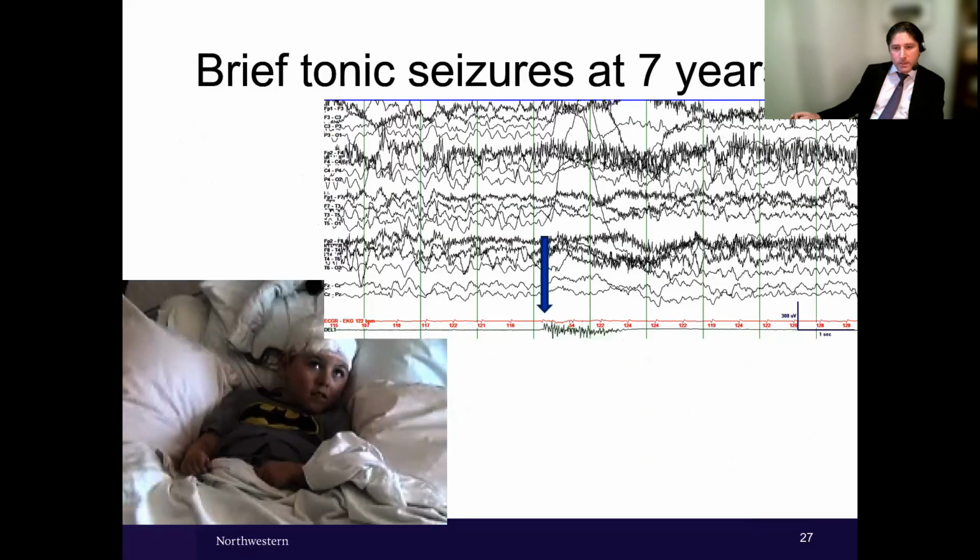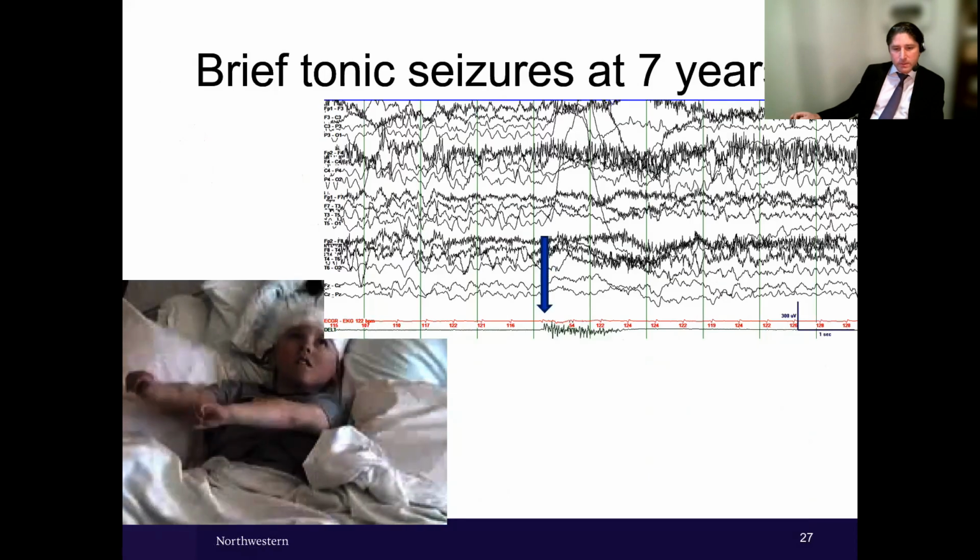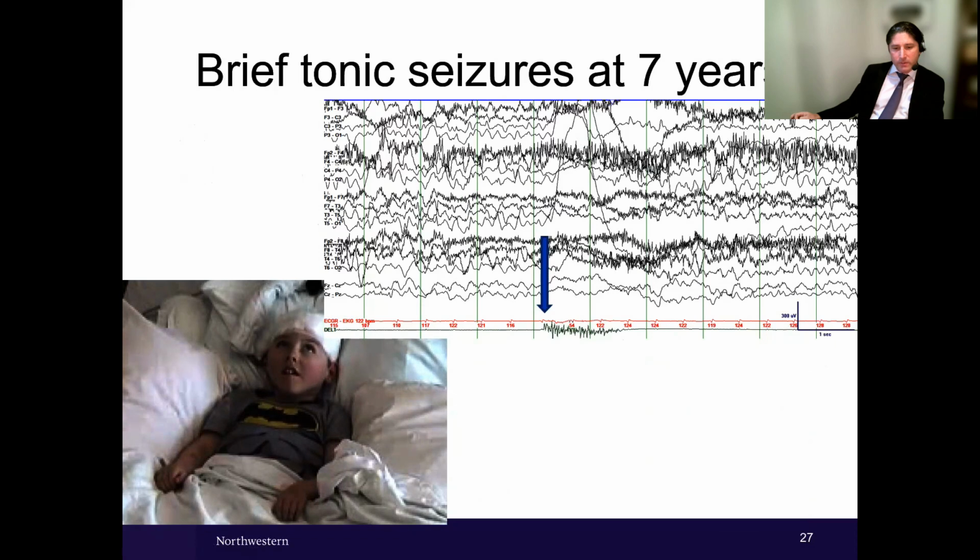Here's one of these brief tonic seizures. The extension of the arms there correlates with the arrow, the stiffening on the EMG, and the flattening of the EEG. All this black stuff here is just muscle artifact and not something that is coming from the brain.